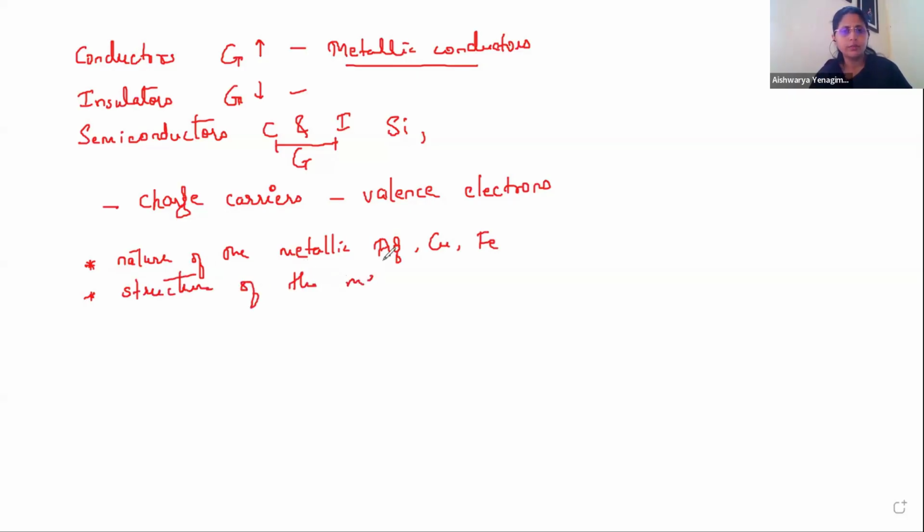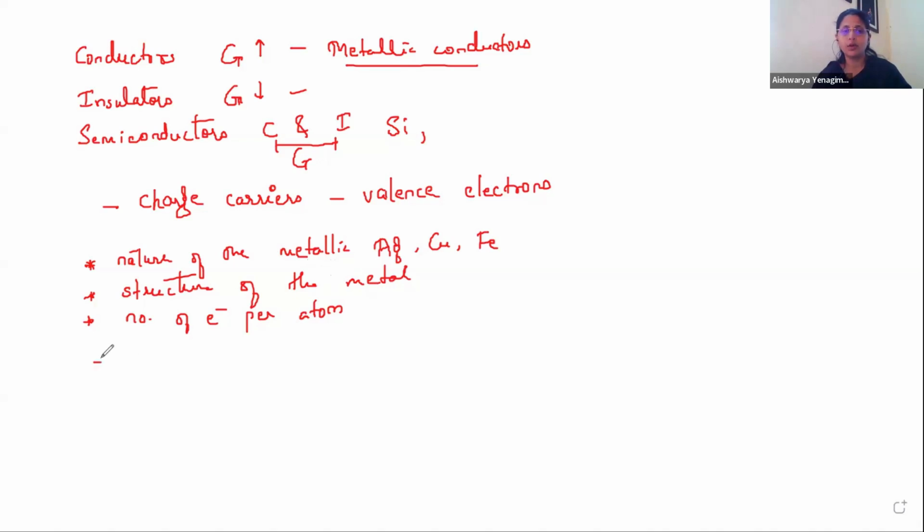Structure of the metal. And lastly, number of electrons per atom. So it depends on these three important properties. So metallic conductance decreases with increase in temperature.